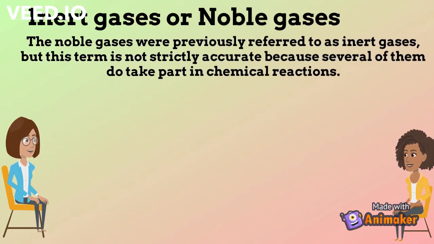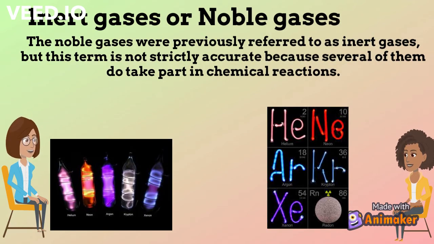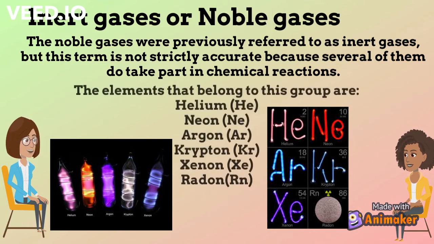Inert gases or noble gases. The noble gases were previously referred to as inert gases, but this term is not strictly accurate because several of them do take part in chemical reactions. The elements that belong to this group are helium, neon, argon, krypton, xenon, radon.